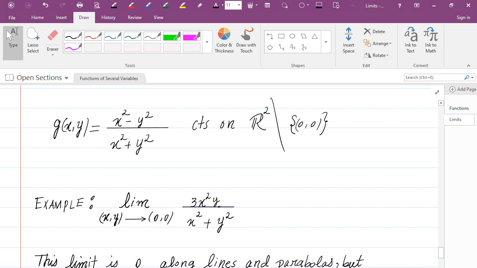If I have this function g(x,y), where this is the ratio of two polynomials in x and y, then notice that this would be continuous on the entire R2 except where the denominator vanishes. Well, the denominator vanishes when x and y are both 0. So this function is continuous everywhere except the origin. So this symbol means from R2, this is the set of all points in R2 except the origin.